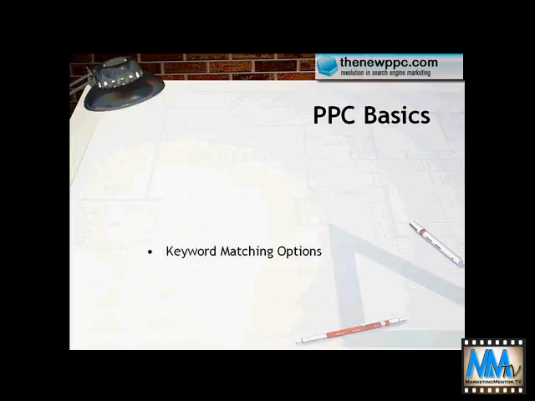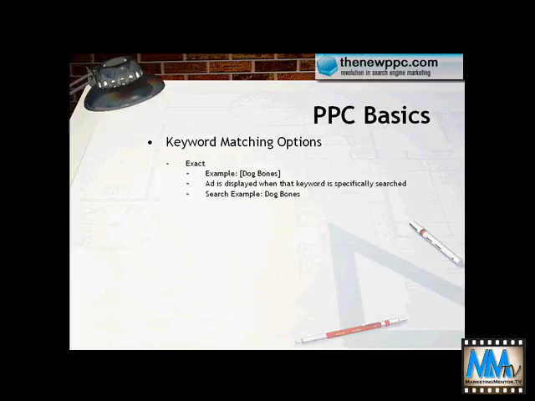Okay, the next option is entirely targeted to the keyword that you're looking for, and in order to get that, you would put your keyword in brackets. Specifically, the only time your ad would come up is when dog bones is searched. If any other keywords are surrounding it, your ad's not going to show up. So it's very simple. Brackets equal ads being displayed for that exact term.